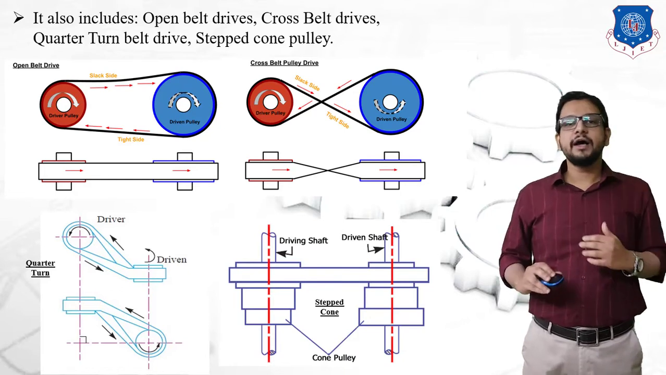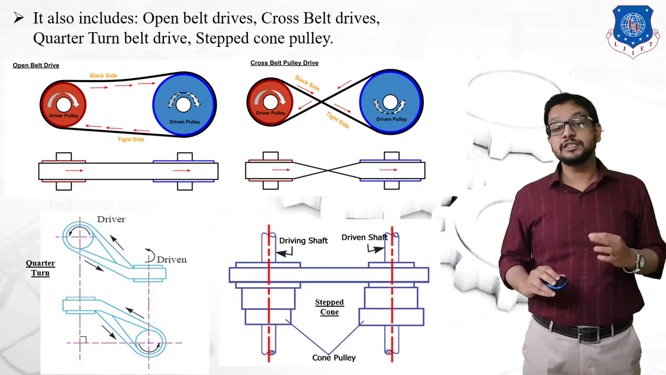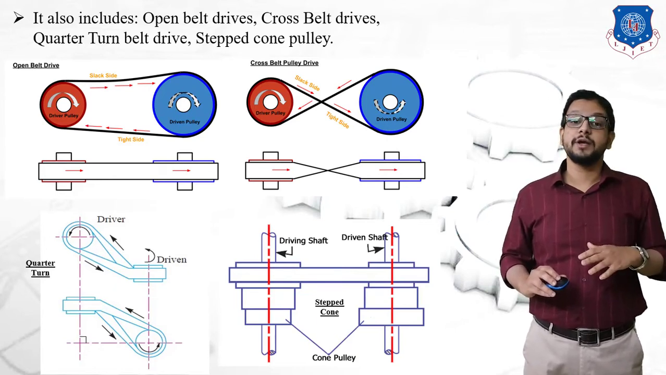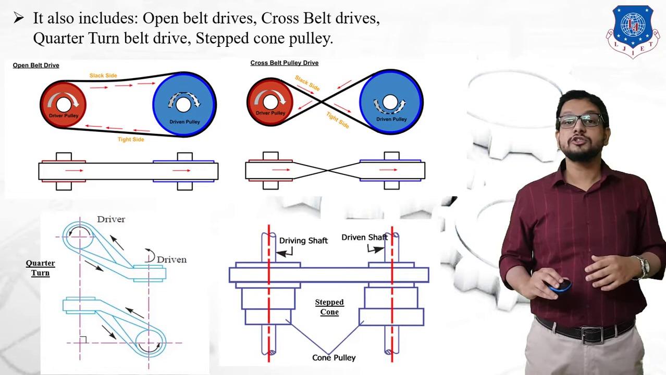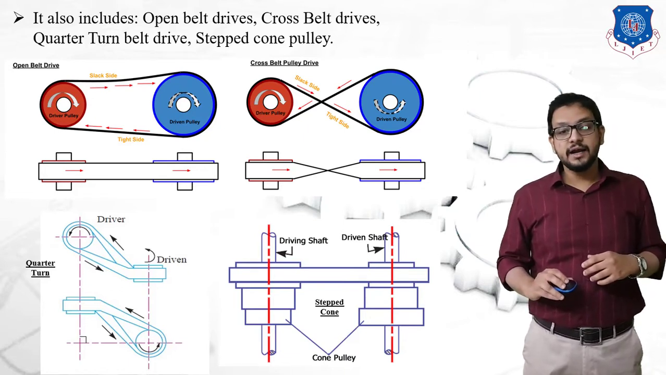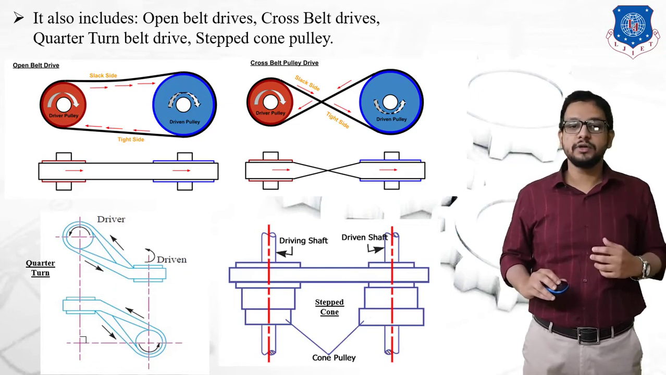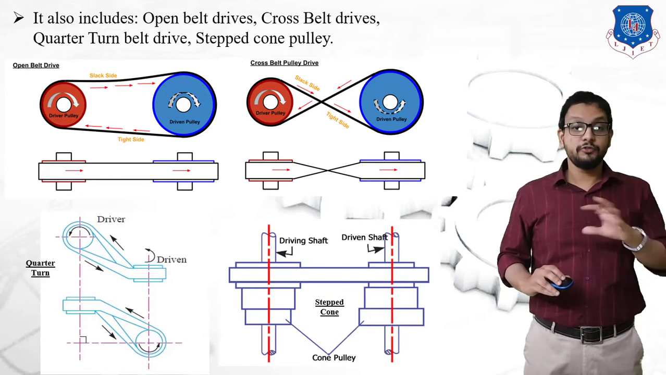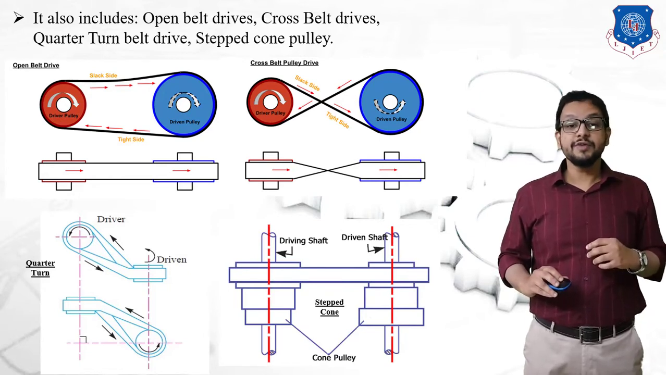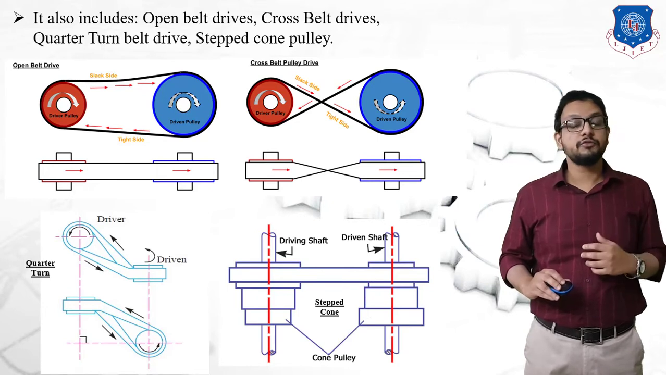Step cone pulley drive is most important in the case of a machine tool. Whenever we need to step up the speed or step down the speed, we need to install this cone pulley, that is, the step cone pulley drive. Now, as you can clearly see, our driving shaft has a bigger pulley, whereas the driven shaft has a smaller pulley, and the belt is mounted in the first position. So it is obvious that the driving pulley is of a bigger size and the driven pulley is of a smaller size.